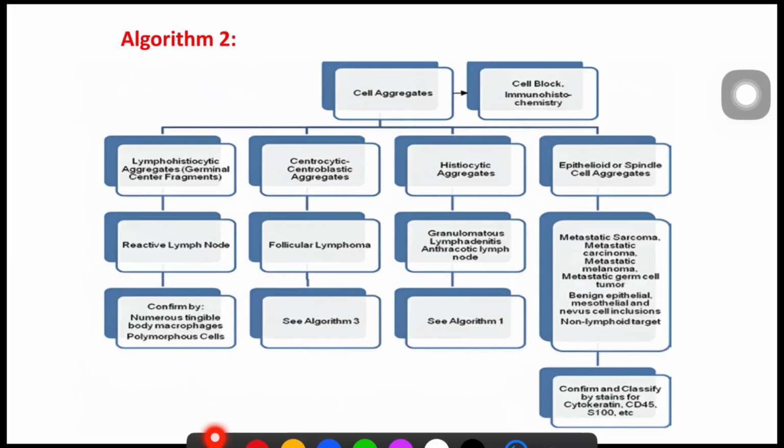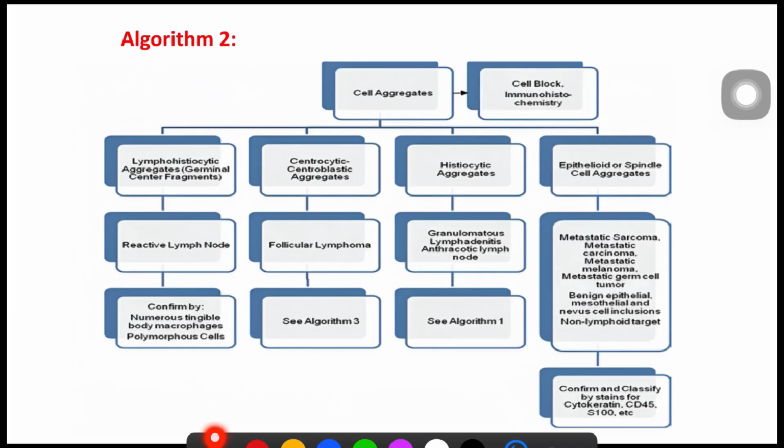If there are lymphohistiocytic aggregates, which are due to aspiration of germinal center fragments and are more common in reactive lymph nodes, this is confirmed by numerous tingible body macrophages and a polymorphous cell population. If you find centrocytic and centroblastic aggregates, think of follicular lymphoma and go for algorithm 3, which we will discuss in the next slide. Histiocytic aggregates are common in granulomatous lymphadenitis or anthracotic lymph nodes, and if you find granulomas or histiocytic aggregates, follow algorithm 1.